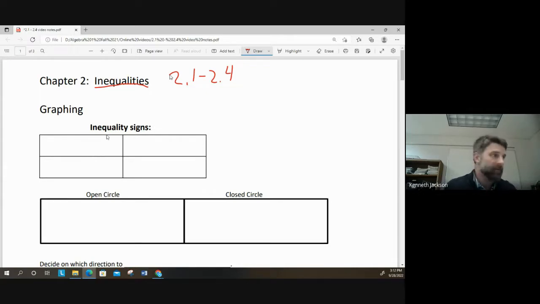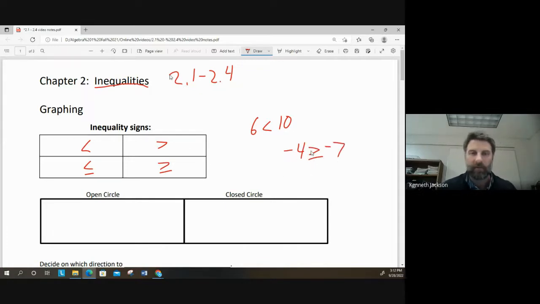So there's 4 of them. We have less than, greater than, less than or equal to, greater than or equal to. So an example of an inequality: 6 is less than 10. Well, that's true. 6 is less than 10. Or you could say -4 is greater than or equal to -7. That's true as well. -4 is greater than or equal to -7.